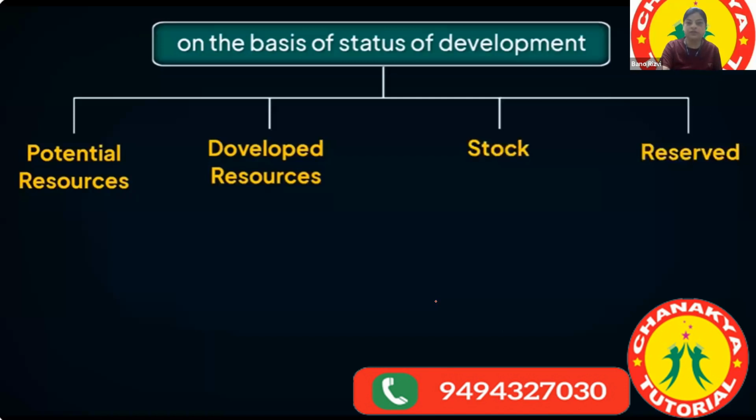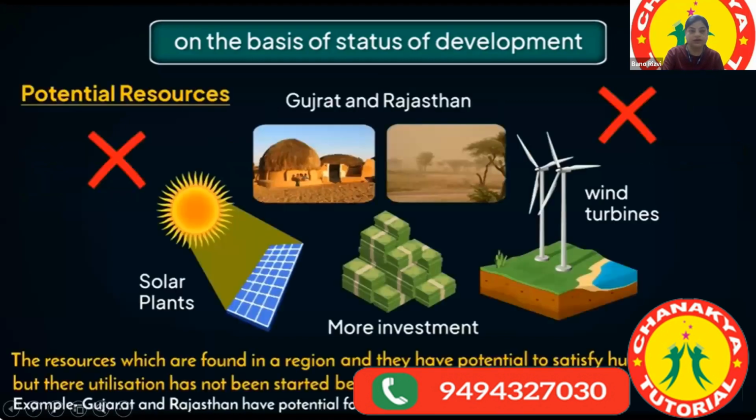Now, on the basis of status of development, we have potential resources, developed resources, stock, and reserved resources. Okay, so let us study the potential resources. We have the sun, so we have solar energy. We have wind, so we have wind energy. These are potential because we are not actually using them; to use them we need technology, and we don't have the technology.